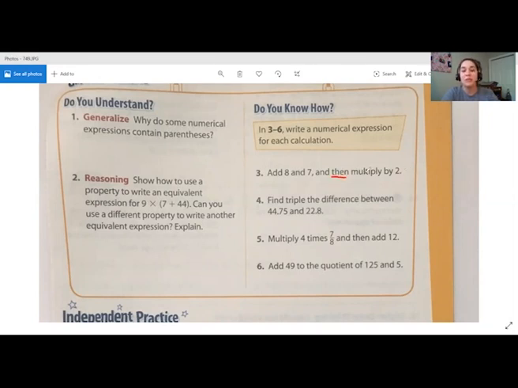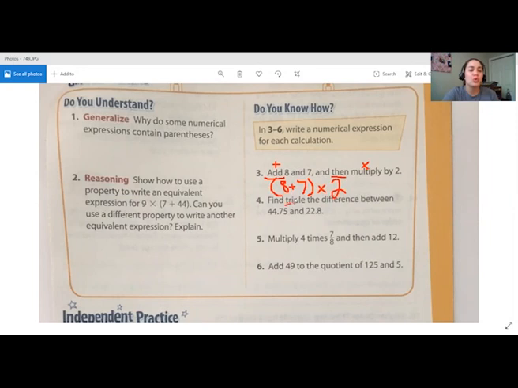So we know that the multiply by 2 is our second step, so this add 8 and 7 must be our first step. So we're going to put it in parentheses. Add tells us we're going to use a plus sign, so 8 plus 7. I'm putting my 8 plus 7 in parentheses so I know I'm doing that first. Then multiply by 2. Ooh, big 2. Awesome.